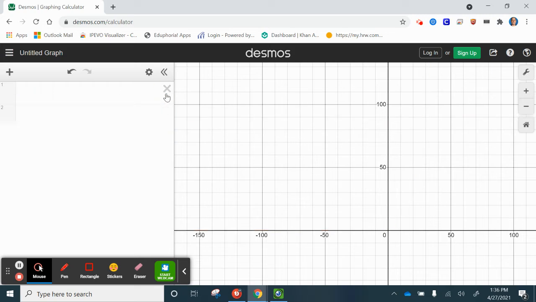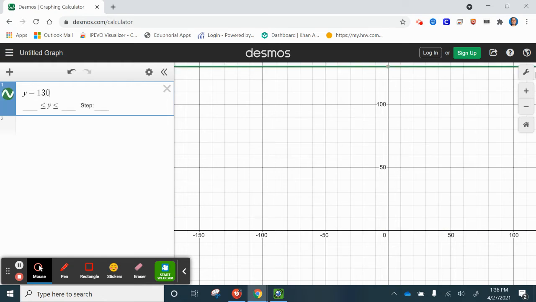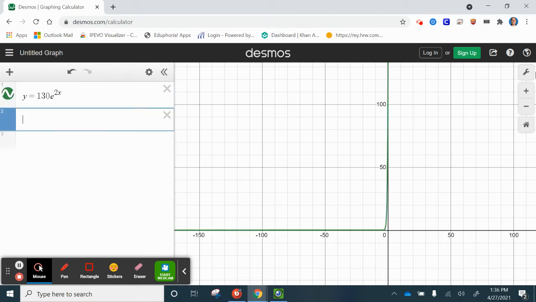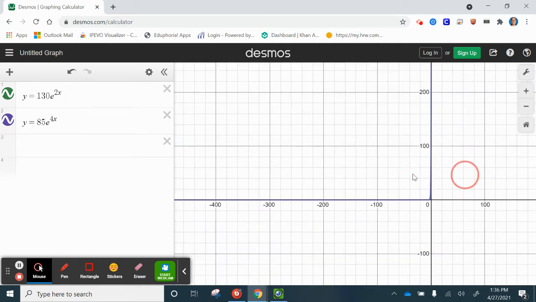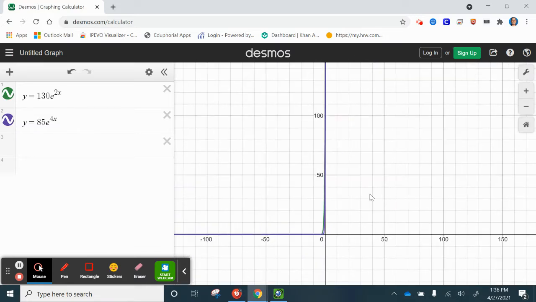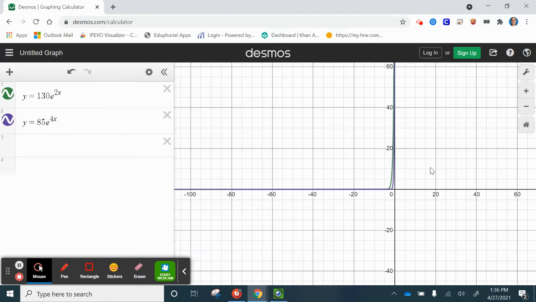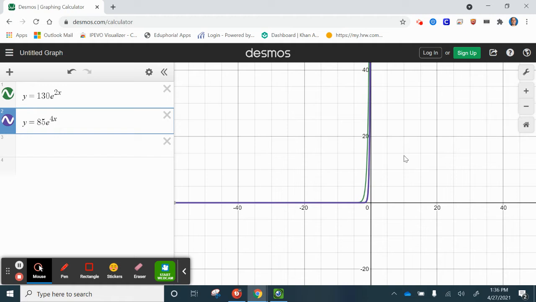Let's exit out of those. Then we're going to graph y equals 130e to the 2x, and then y equals 85e to the 4x. Press enter. Then we're going to come over here and zoom out. Actually, you might need to zoom in. Yep, looks like we need to zoom in. And I'm going to click on the lines.